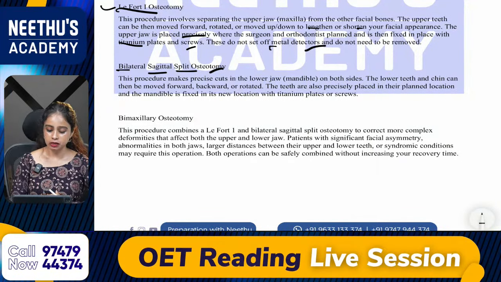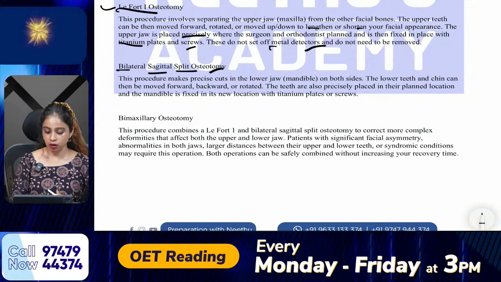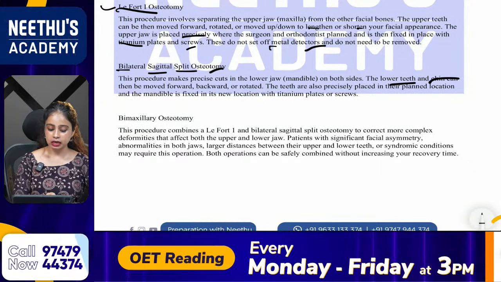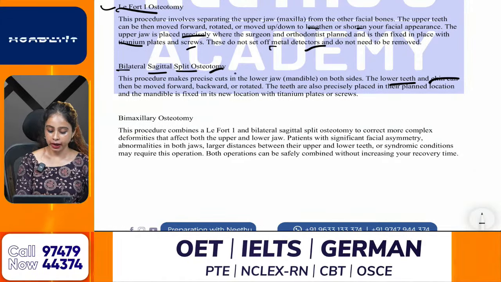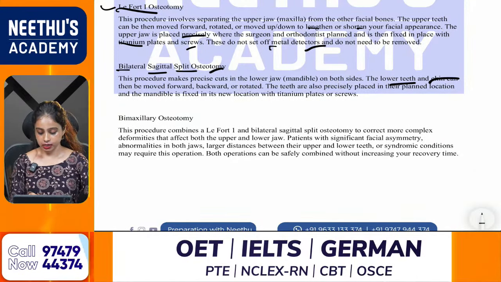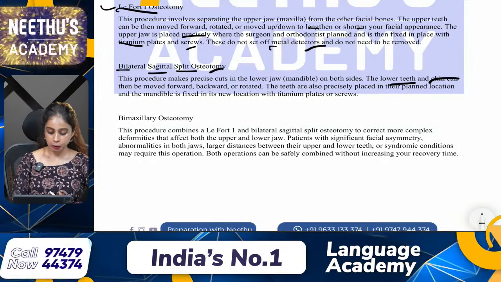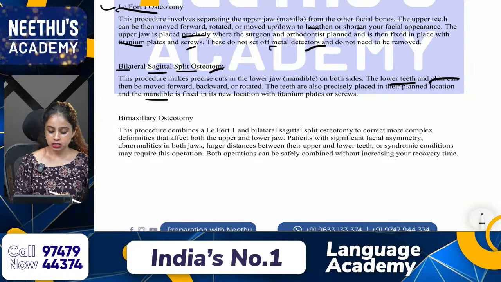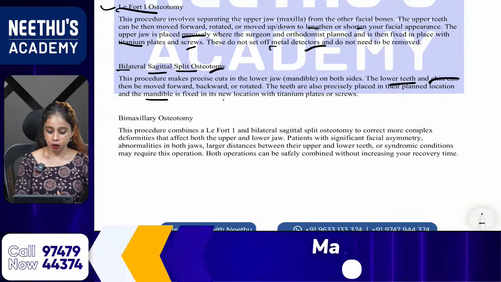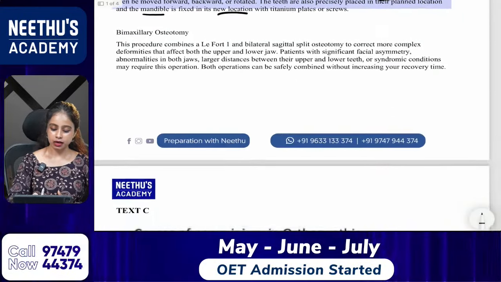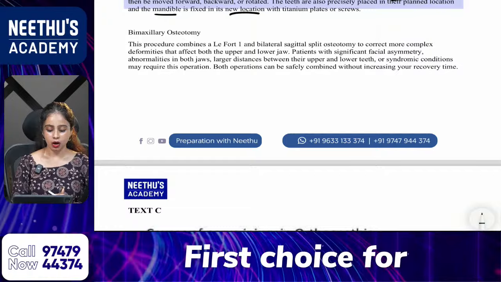This procedure makes precise cuts in the lower jaw on both sides. The lower teeth and chin can then be moved forward, backward or rotated. The teeth are also precisely placed in their planned location and the mandible is fixed in its new location with titanium plates or screws. And the next one is bimaxillary osteotomy.